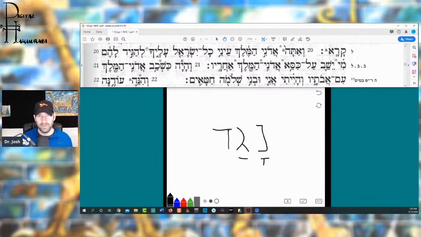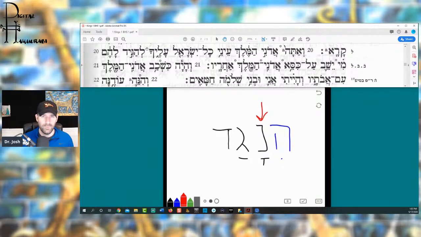It shows up in the Hifil. I don't know if it only shows up in the Hifil, but it shows up a lot in the Hifil. So when you have a Hifil verb, remember you put that hey on the front. Well, you might remember that a nun that stands in between two consonants doesn't normally do that very well.